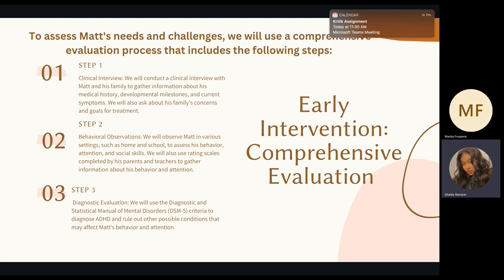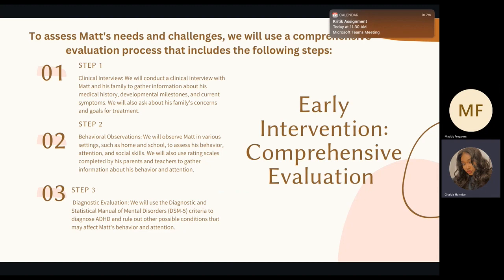So to assess Matt's needs and challenges, we'll have to use a comprehensive evaluation process that includes the following steps: clinical interview, behavioral observations, and diagnostic evaluation. In the clinical interview, we'll conduct an interview with Matt and his family to gather information about medical history, developmental milestones, and current symptoms. We'll also ask about his family's concerns. Behavioral observation is basically observing Matt in various settings, such as home and school. This is used to see how he acts in certain settings, and we use the rating scales completed by his parents and teachers to gather information about his behavior.